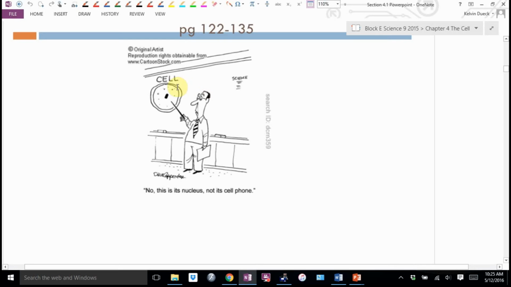No, this is its nucleus, not its cell phone. Cell phone? Oh, okay. Tough audience.